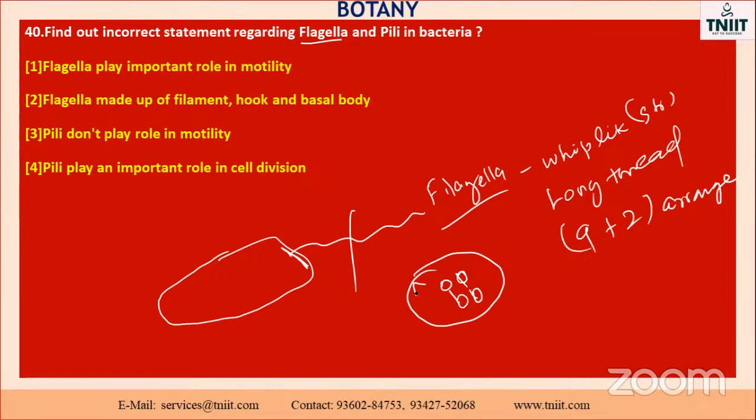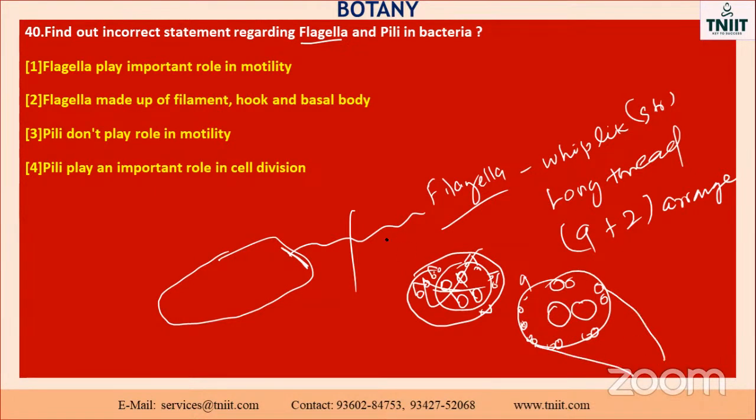Okay, and here what happened? There are 2 things. 9. So the structure will be like this. You have to put 2. Likewise, it's 9, and in the center there is a 2. The structure will be like this. So the 9 is made up of tubulin protein. These are extra points, my dear. Tubulin protein. Don't forget. This is very, very important, my dear student.